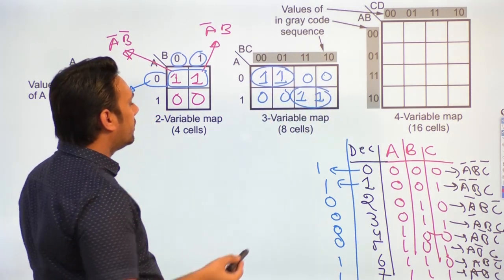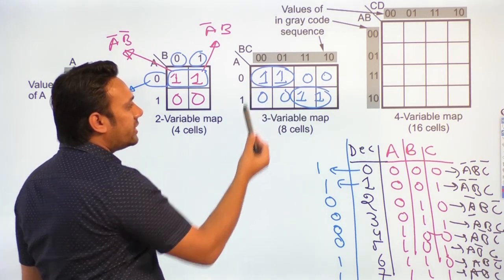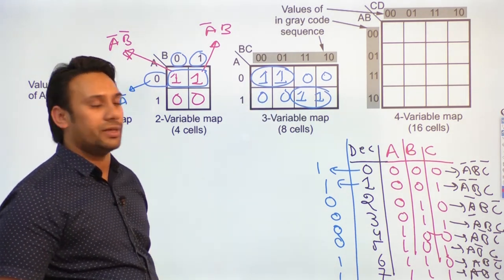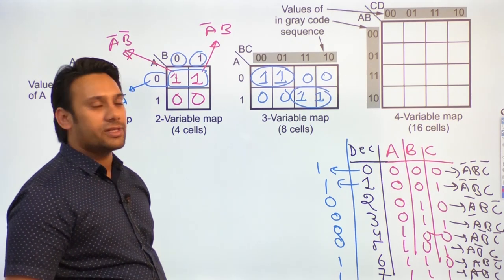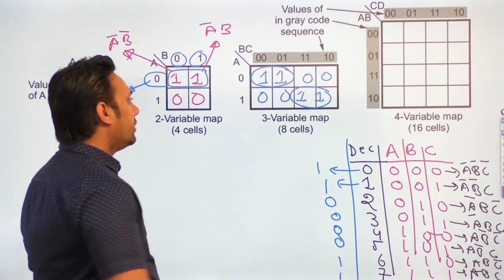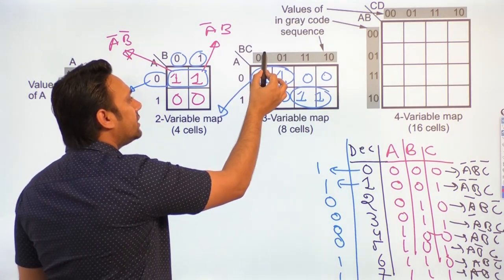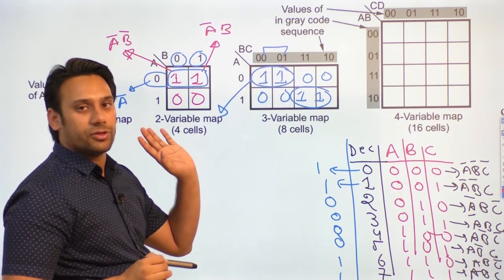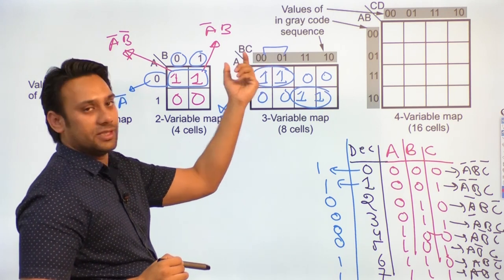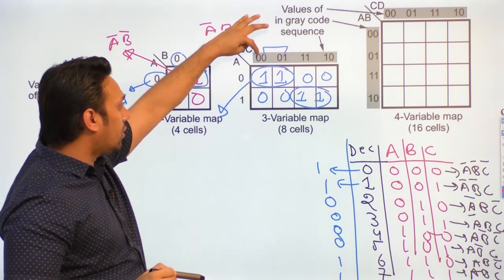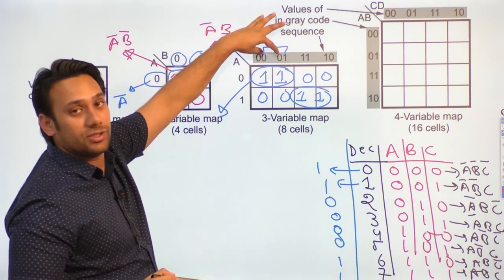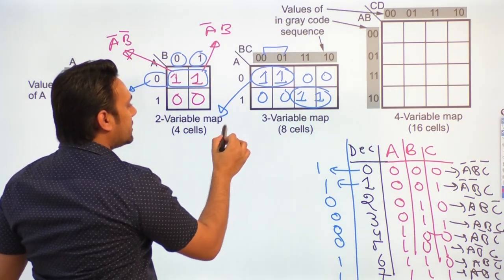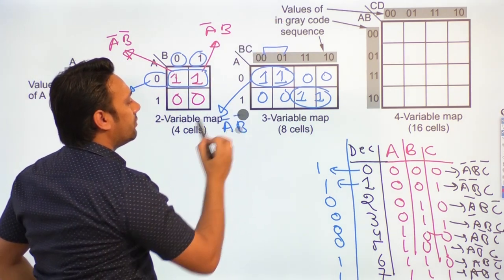Why can I combine them? Because these two adjacent cells have a change of only 1 bit, and these two adjacent cells also have a change of only 1 bit. For this pair, which bit is changing? C is changing. B remains the same, and A also remains the same. What is the value of A? 0. And the value of B for both cells? 0, 0. Therefore, this combination represents A complement, B complement.